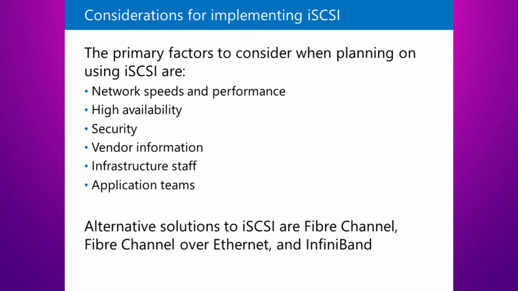Before embarking on an iSCSI deployment, you should look at your infrastructure, staff, and customer requirements to ensure that you select the appropriate solution. The following are the primary considerations that you should take into account. Network speed and performance. The network speed should be at least 1 gigabit per second, but in many cases, iSCSI networks in a data center now are 10 gigabits per second, 40 gigabits per second, or even 100 gigabits per second. High availability. The network infrastructure must be highly available because data is sent from the servers to the iSCSI storage over network devices and components.